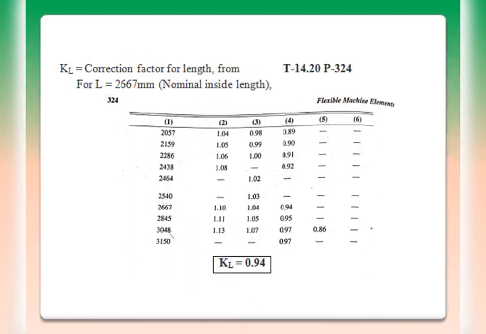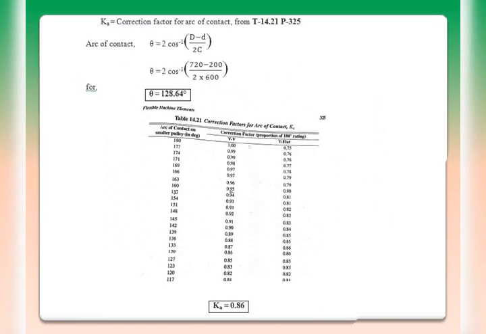After getting the service correction factor, now we have to find the correction factor for length. By referring to table 14.20, page 324, for length, here we are supposed to consider the nominal inside length, not the recommended pitch length. The nominal inside length we need to consider is L is equal to 2667 mm. For the corresponding 2667, the second column indicates A type belt, the third column indicates B, and the fourth column indicates C type belt. For the 2667, for V belt, the correction factor for length is 0.94, that we have to consider.